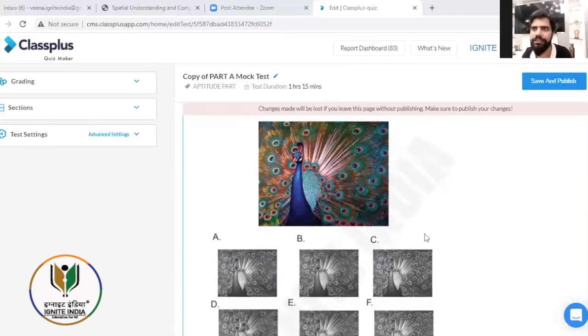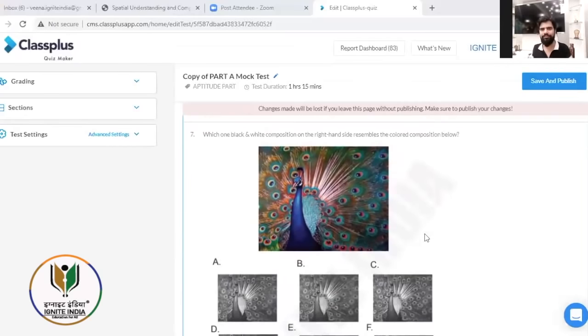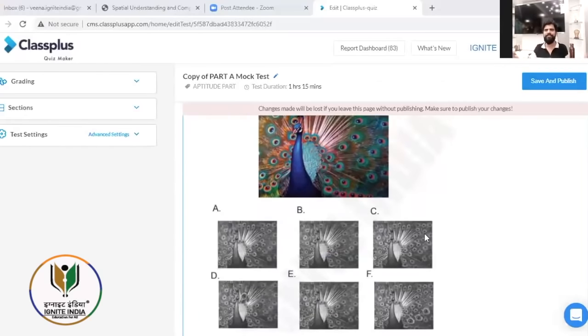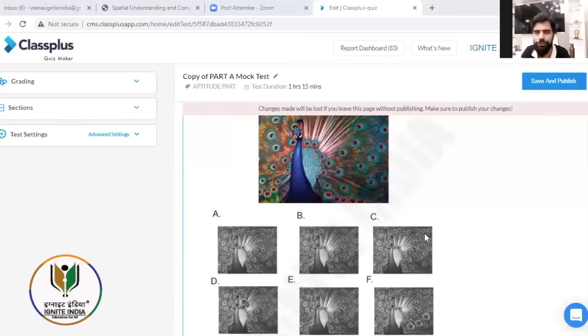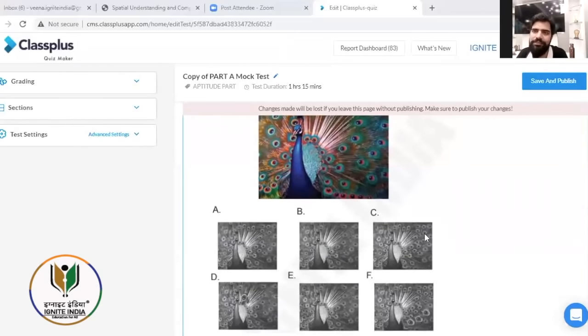Resemble the color composition below. So on the left hand side, if something else is happening, it doesn't matter. Even if it's completely changed, it doesn't matter. You have to match only with the right hand side. And when you start the elimination method, which I told you about in the previous question, if you follow that, you will get option B as the correct option here. That is the right answer.